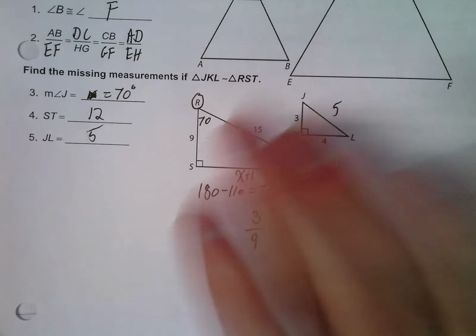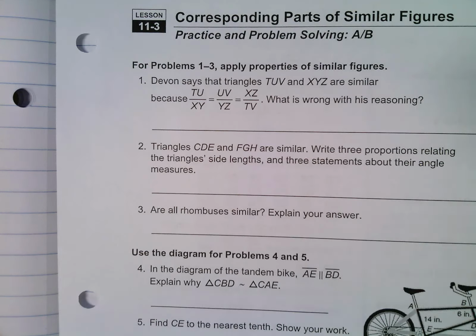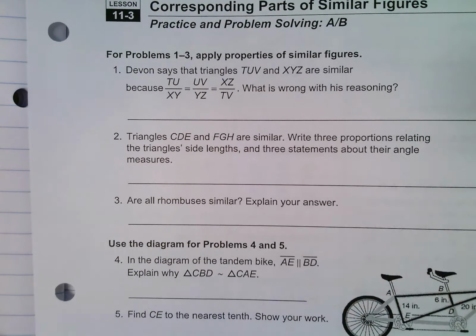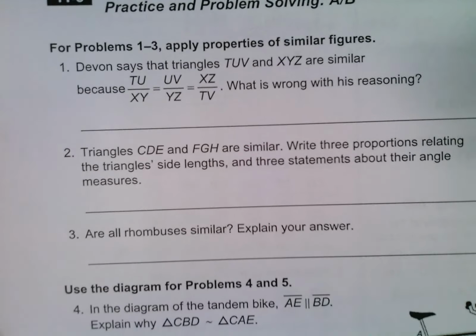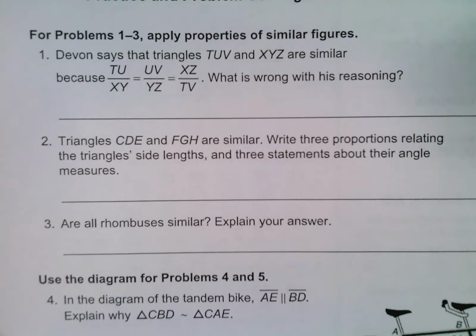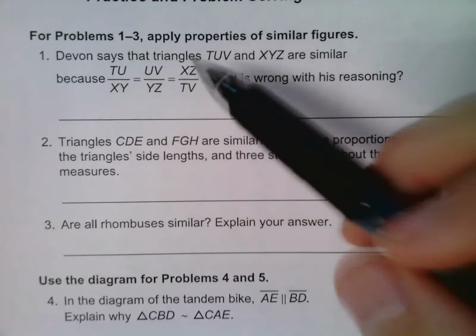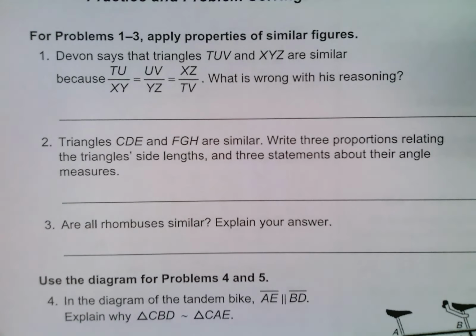We're still under 9 minutes. Let's do a couple more because it might just be worth it. We're looking at number 1 here to start. Find the error. TUV and XYZ are similar. What is wrong with this statement? What is wrong with these things here?